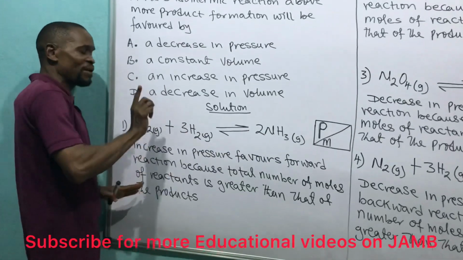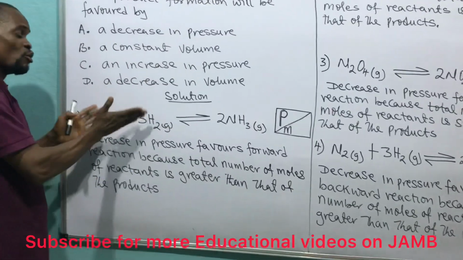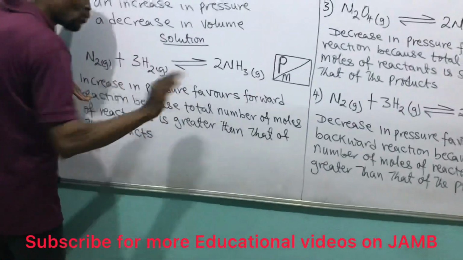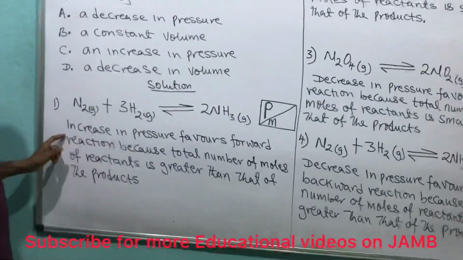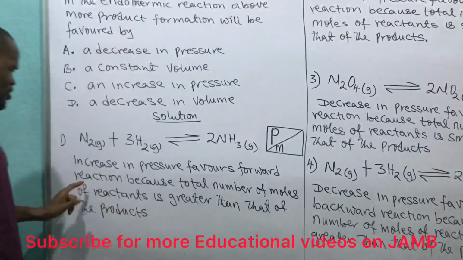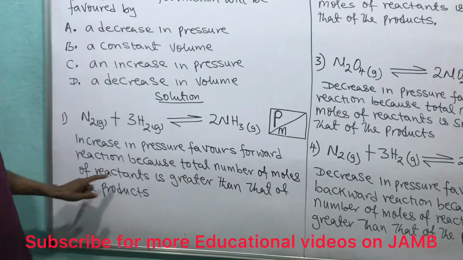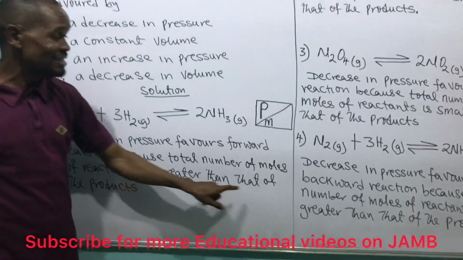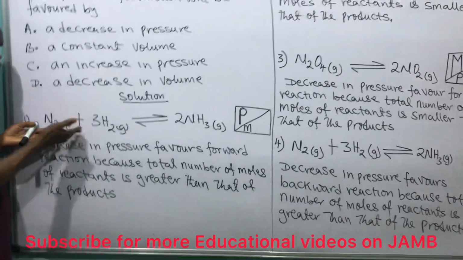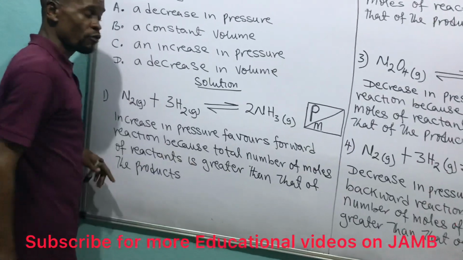So if I increase the pressure, the forward reaction will be favored, because the number of moles is higher here. If I increase the pressure, it will go to the lesser moles. Therefore, looking at the right up here, increase in pressure favors the forward reaction, because the total number of moles of reactant is greater than that of the product. Have you seen it now? So when the total number of reactants is greater than product, if you increase the pressure, it will go forward the reaction.